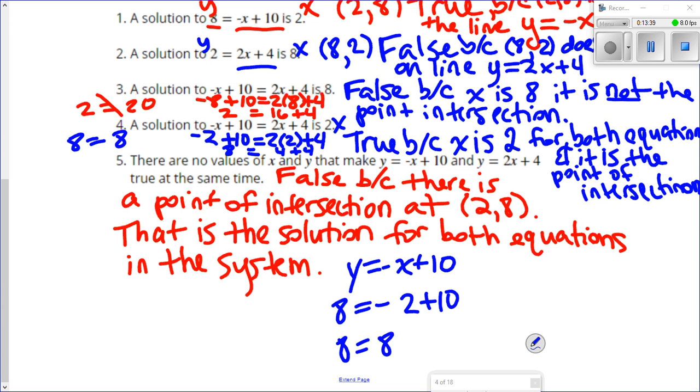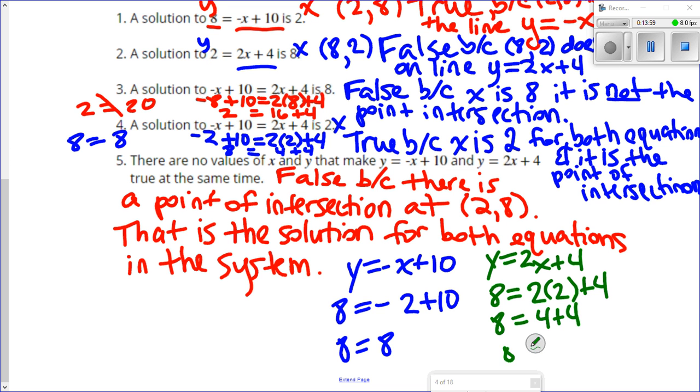Not only does it have to work for the first equation, but it also has to work for our second equation of y equals 2x plus 4. Again, if we replace y with 8 from the ordered pair and x with 2, we should get a true statement. 2 times 2 is 4. 4 plus 4 is 8. So it does work for both. So that algebraically further proves by checking the coordinate that it truly is a solution for both equations in the system. So their statement that they made was false.